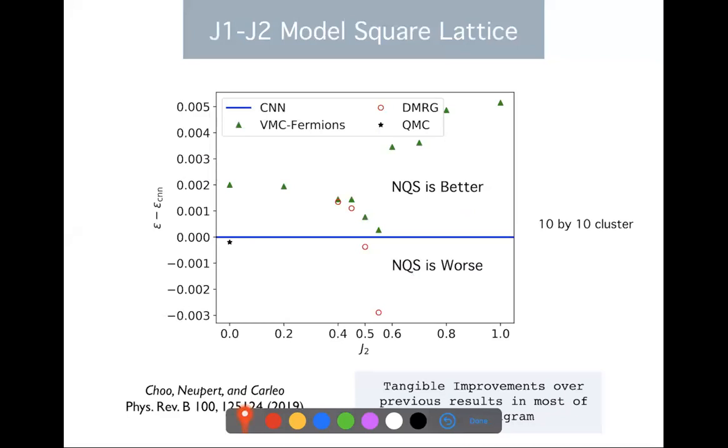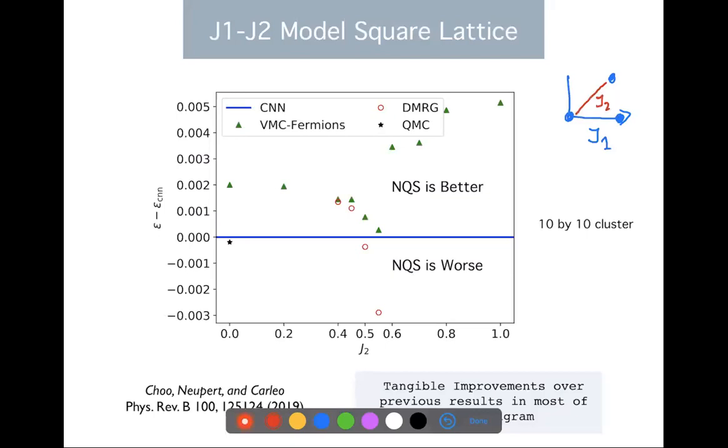Now, the thing becomes challenging when you start turning up these J2 interactions, the diagonals of the square lattice. So J1 is the interaction between nearest neighbors on the square. So I have a spin here, this is my J1 interaction between these two spins. And J2 is instead the interaction on the diagonal of the square lattice.